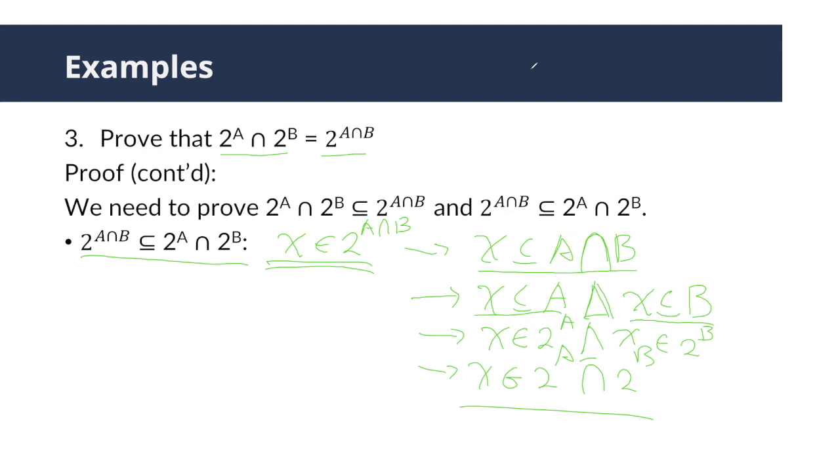And now, by the definition of intersection, since X is the element of this set and this set, therefore X is the element of the intersection of the two sets. Now, combining these two ends, we conclude this subset relation.